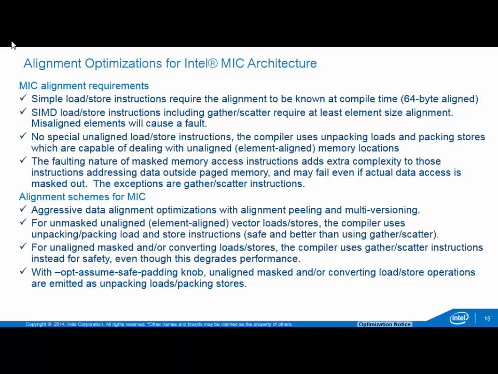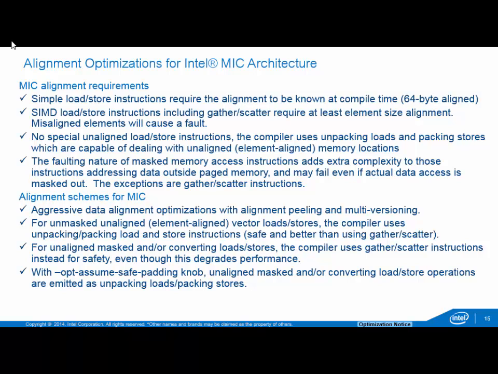right? So in that case, with this option on, you give the compiler the safety to always generate the unpacked and packing load and store instructions, so we don't need to generate gather and scatter instructions. So I have an example to show you how it works.